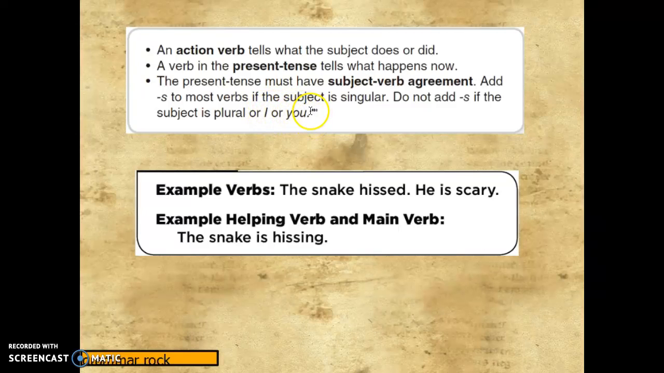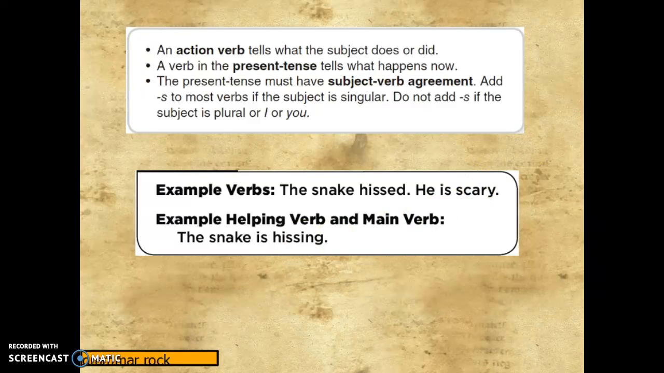Okay, so in this sentence down here, it says the snake hissed. He is scary. So in this one, you can see that they added ED to the end, so that one shows past tense. So here we've got the snake is hissing. So we had to change the helping verb, and we had to change the verb to add a different ending in this case. Okay, so let's do some practice looking at more verbs and their agreement with the subject.